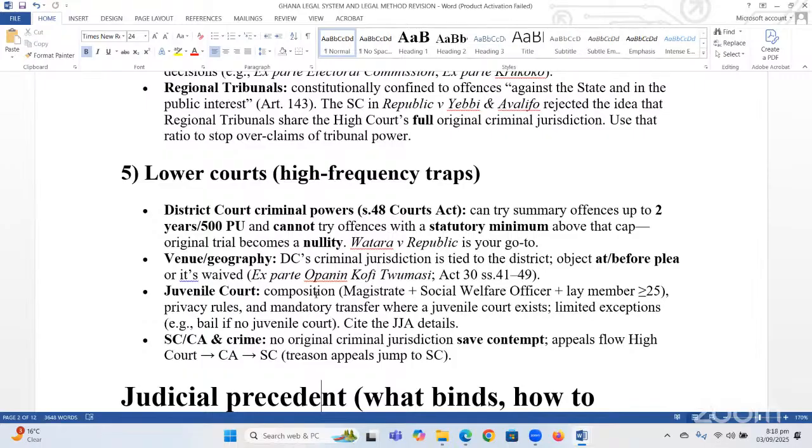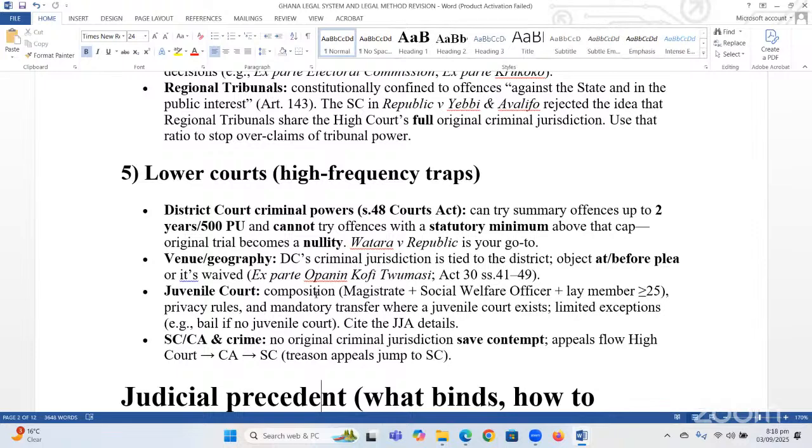So let's keep that in mind. And for that matter, if there's an offense which has a statutory minimum punishment more than the cap, that is 2 years or 500 penalty units, then it cannot be done at the district court. And if it was done there, that will be a nullity as it were.